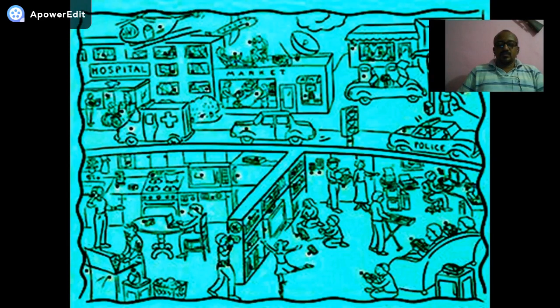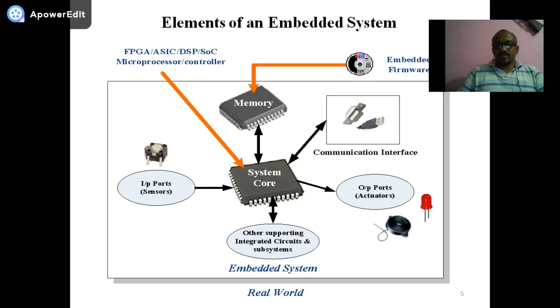So as you all know, you're surrounded by a number of embedded systems, even at home or when you go outside, in the market or in the traffic control system, in a hospital or in a bank. In any supermarket, if you go, there are point of sale systems. In all these places we are surrounded by embedded systems.